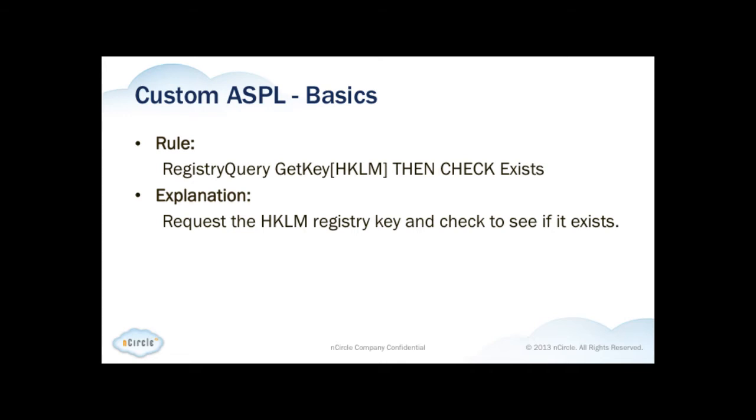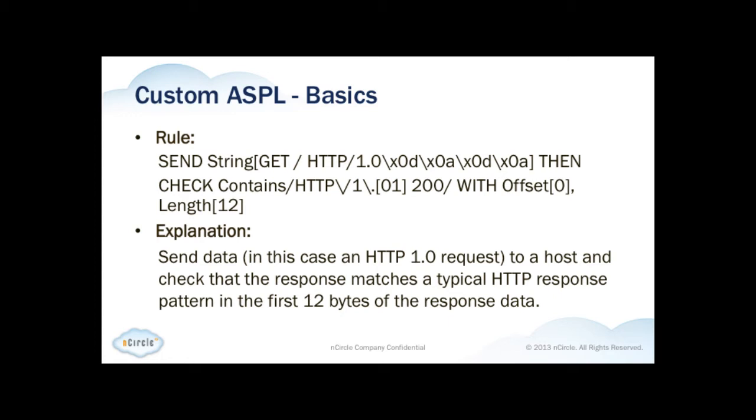There's two basic versions of custom ASPL. We'll call the first one Custom ASPL Basics. These let you do various rules, kind of generic, easy rules to write. So a registry key, for instance, which this one shows. This is a registry key that checks for a Windows box to make sure the HKLM registry key exists, and then see what's in there. Another basic ASPL rule could be to send data as an HTTP 1.0 request to a host and check the response that comes back to make sure it meets the standard that we're looking for.